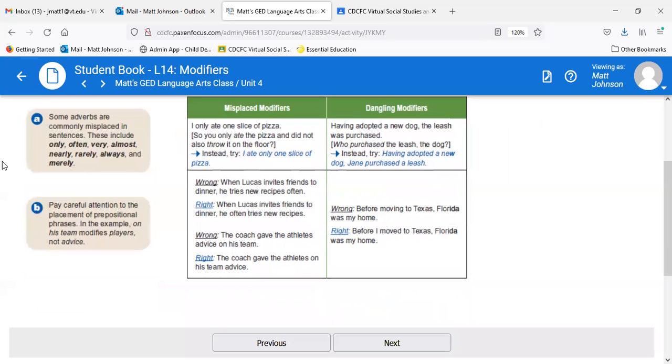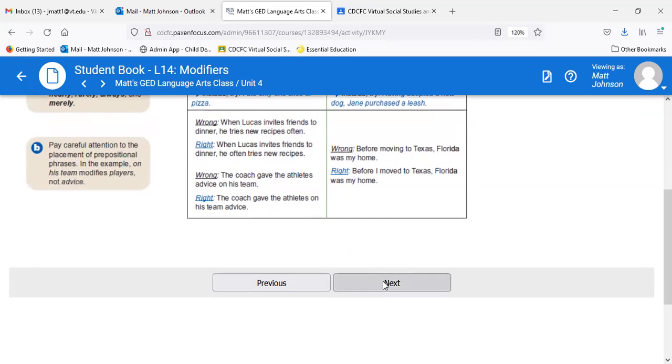Some adverbs are commonly misplaced in sentences. These include only, often, very, almost, nearly, rarely, always, and merely. So if you use those, make sure it's modifying the correct word, the correct thing in the sentence. Pay careful attention to the placement of prepositional phrases. Again, that's the other problem that you run into. Their example, on his team, is modifying players, not advice. So if I said the coach gave the athletes advice on his team, it sounds like it's modifying the wrong word. It's modifying players rather than advice.